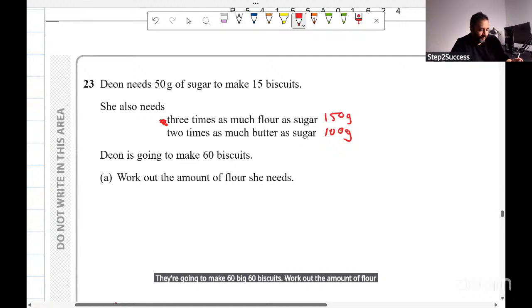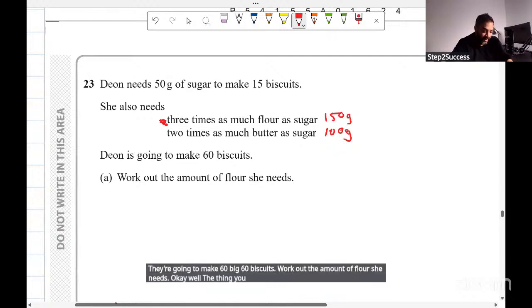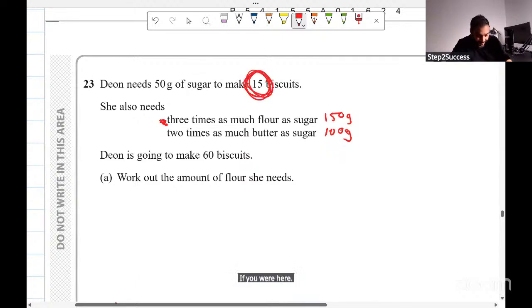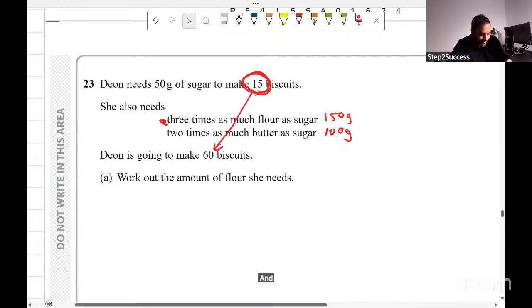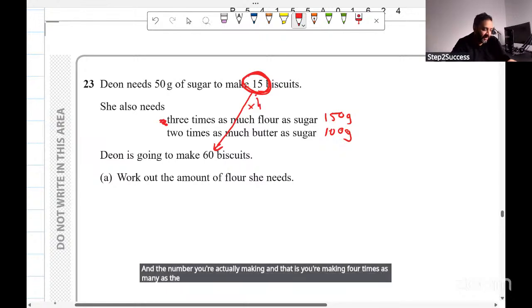Okay, well, the thing you have to do with these questions, I think we saw a question like this last week. This will be the last question I do, by the way, just for time reasons. What you're looking for is something connecting the number of biscuits for which you have a recipe and the number you're actually making. And that is, you're making 4 times as many as this recipe says. So that means you need 4 times as much of the ingredients.